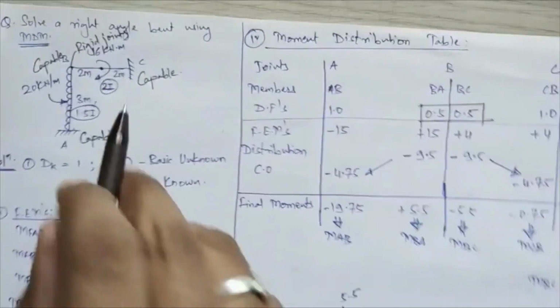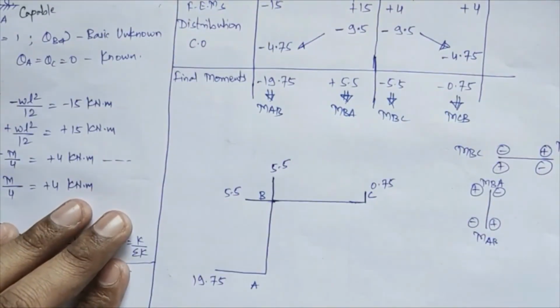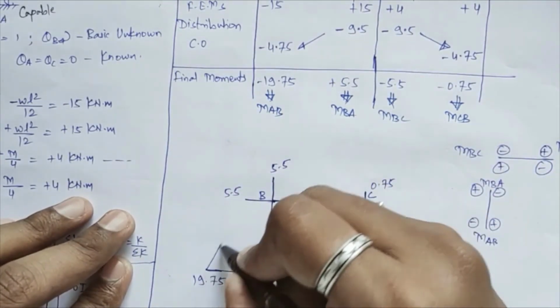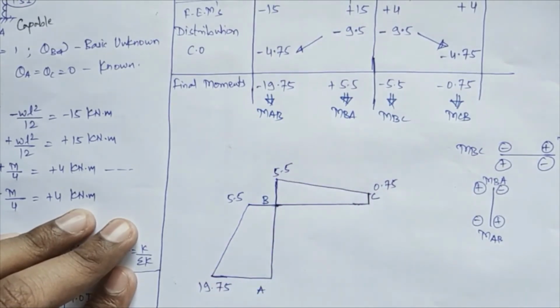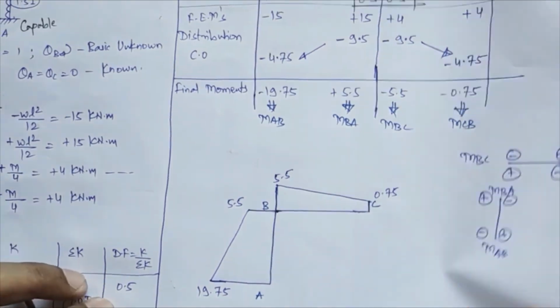Why am I writing this? Because this is a capable support. It will take some amount of bending moment. And just simply what you have to do is join these points by using a straight line. So this will be your support moments plotting.